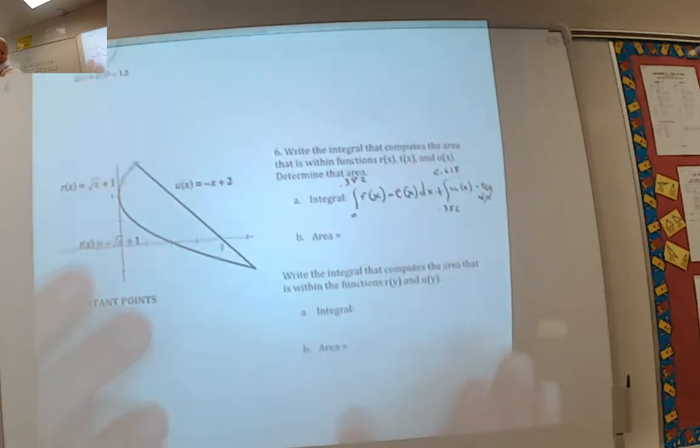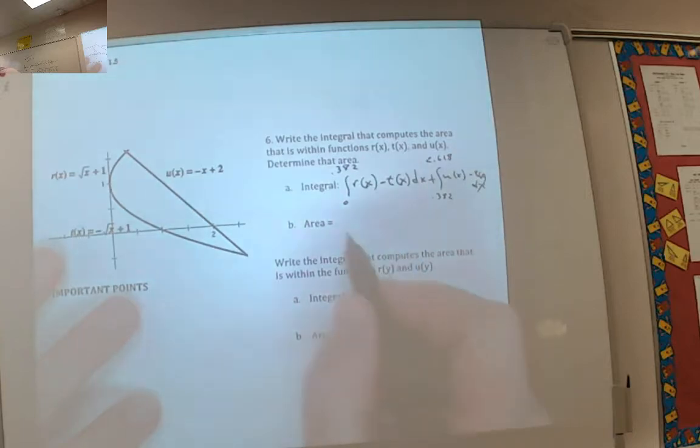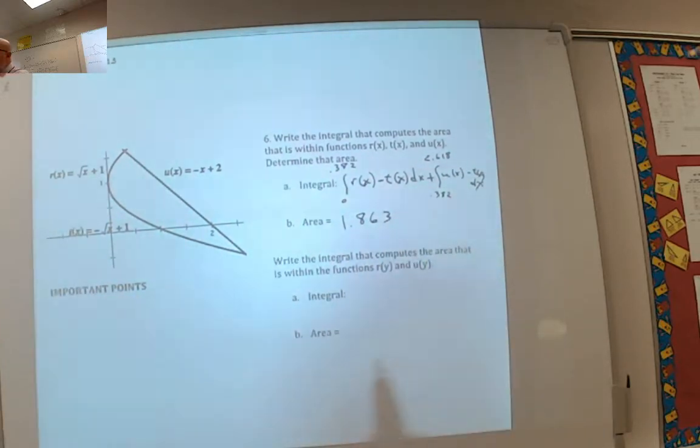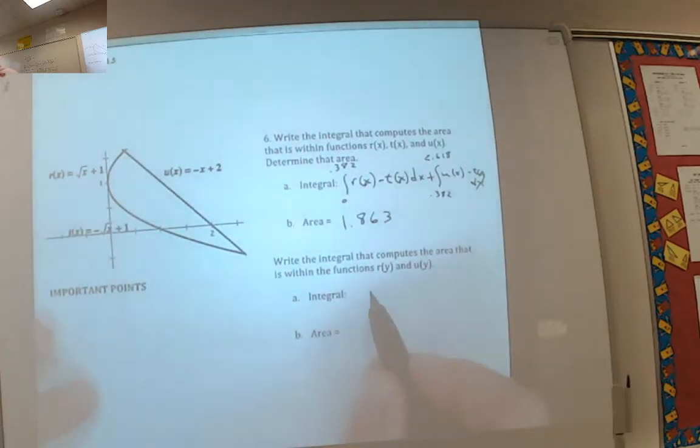Am I right on that? And we came up with 1.863. Is that right? Or no? 1.864? Well, you said both of them. Both. Okay. I'm just going to write that up there. But then did we do this integral? Did we talk about how we got it?